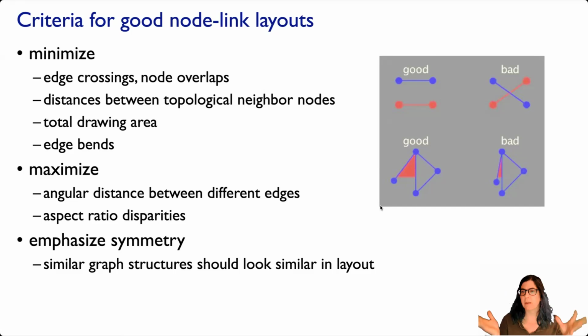We typically want to avoid big disparities in aspect ratios. Close to a square is usually what people are aiming for. If you're really tall and not very fat, then it's hard to see. Likewise, if you're very, very wide, that's also more difficult to see. So typically we're trying to minimize those disparities. It's particularly tricky, but when possible, you want to emphasize symmetries. If there are identical substructures in graphs, then you'd like those to look similar in the layout of the graph.